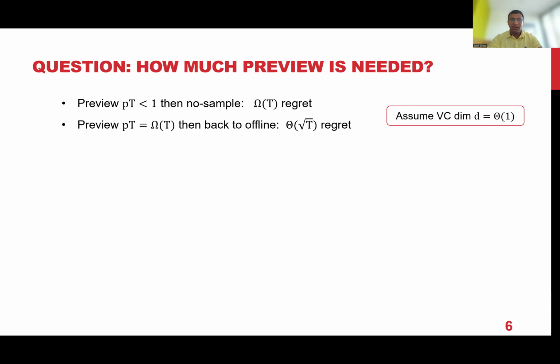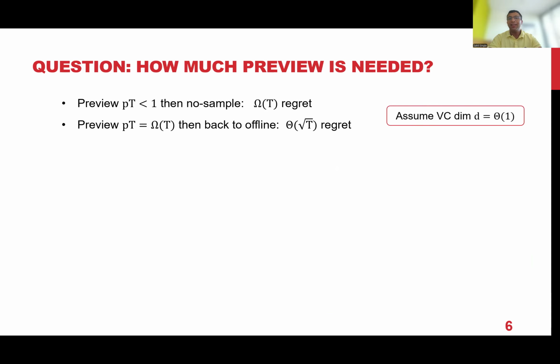Okay. So again, to get a little intuition, let's say when p is extremely small, when pt is less than 1, then basically you're not getting any sample. If p is less than 1 over T and you're not getting any sample, you're back to basically this adversarial setting. And so the binary search example that we saw still applies, and you'll have omega T regret.